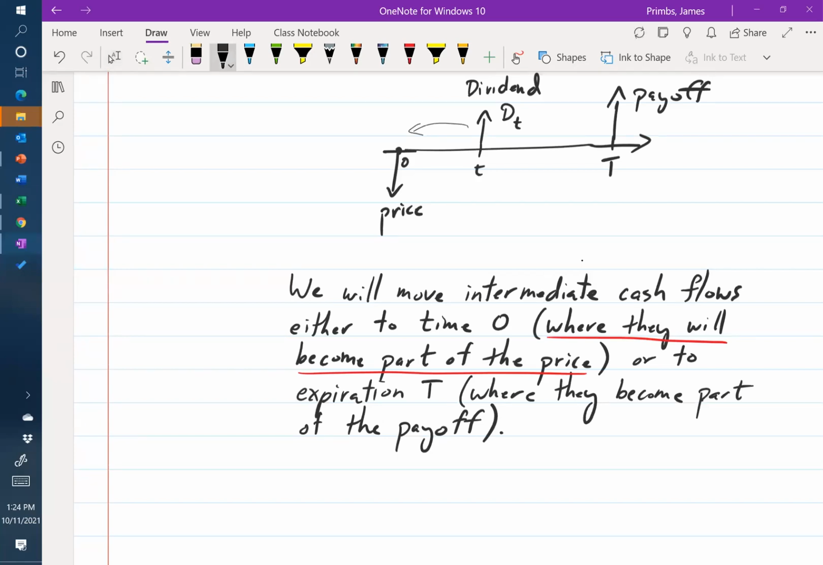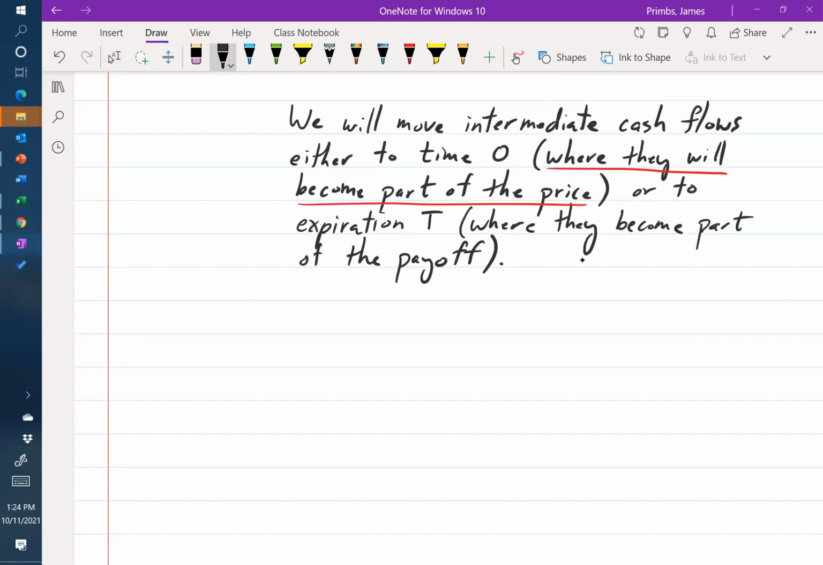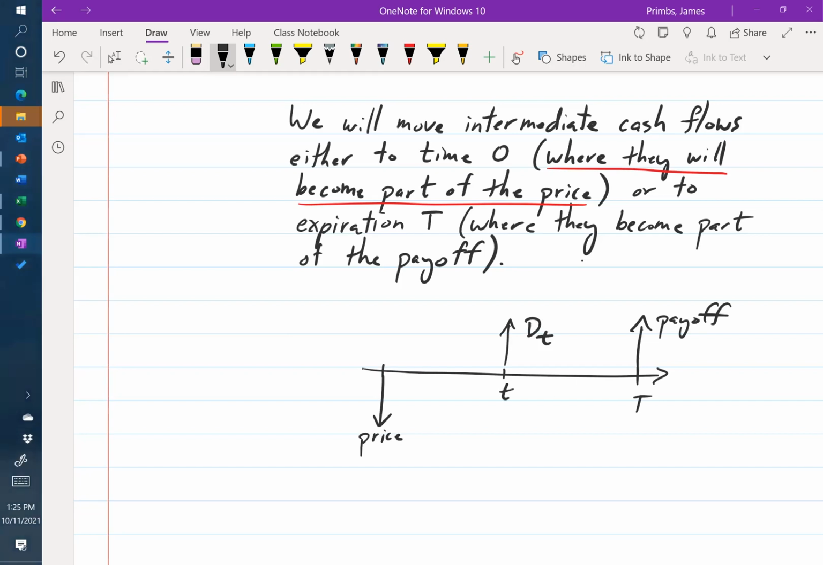So let me show you the full picture here. So I start out with this. I've got a payoff at time capital T. I've got a price here, and maybe my price is sitting there, and then I get this dividend at little t. I don't like that sitting in the middle. So what am I going to do with this? We just said we're going to pull it back to time zero.